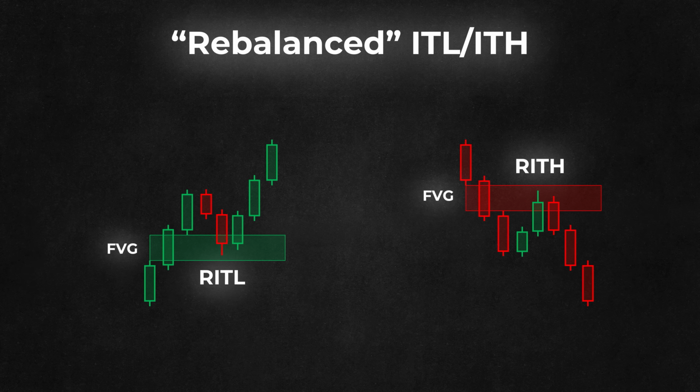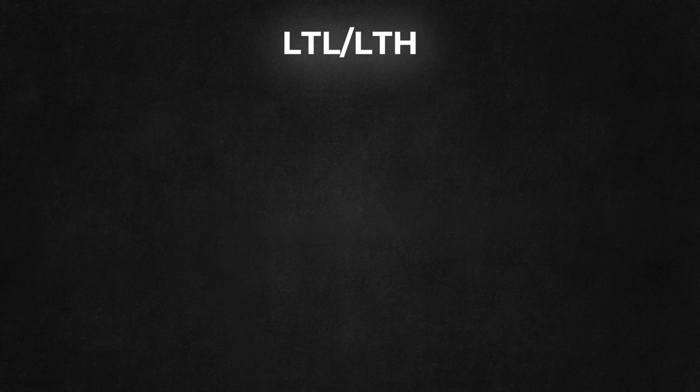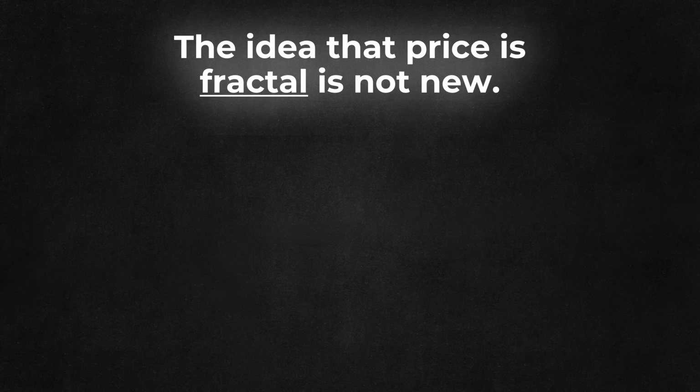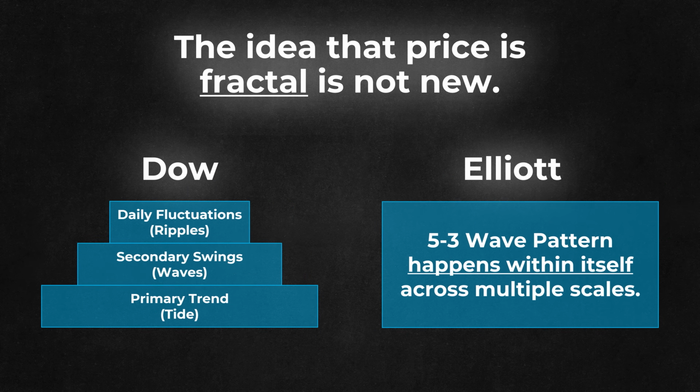A long-term high or low is the extreme that is formed off of a higher time frame level. As you can see, this leads to the idea of multi-time frame analysis and, logically, the idea that price is fractal. The idea that price is fractal is not new. Once again, Charles Dow already had an intuition about this. Dow described price in terms of primary trends, secondary swings, and daily fluctuations, in the same way that ripples happen within waves and waves happen within tides.